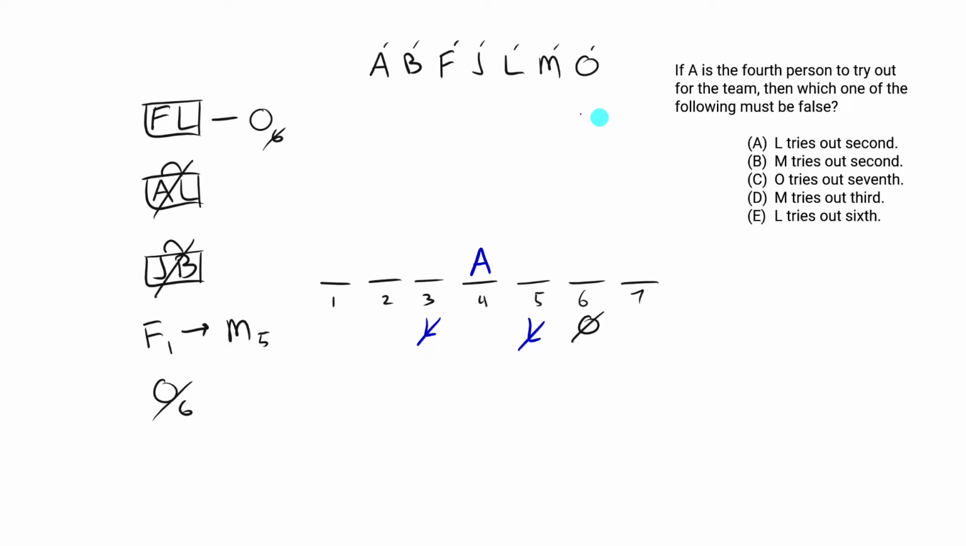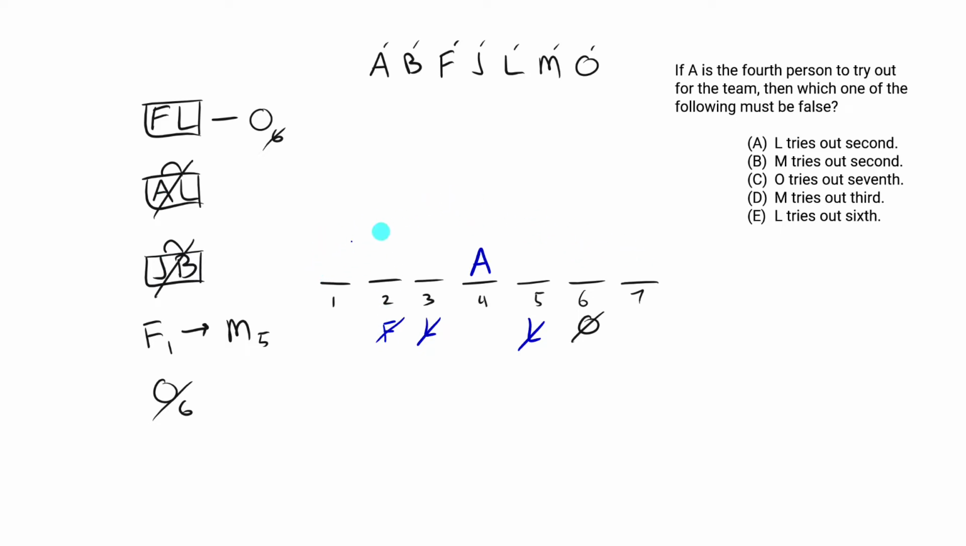Now someone might also realize that because F has to come immediately before L, that means that if L can't go third, we also know that F can't go second, because F in second would force the L in third, which doesn't work. Now this is where it looks like we're stopped as far as inferences go, because none of the other rules is going to force a letter into a particular spot.